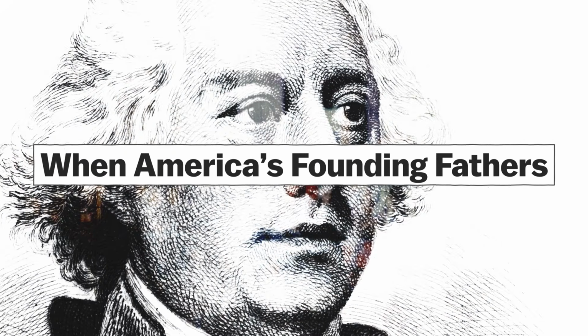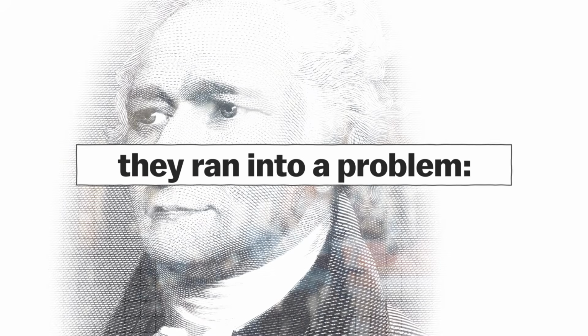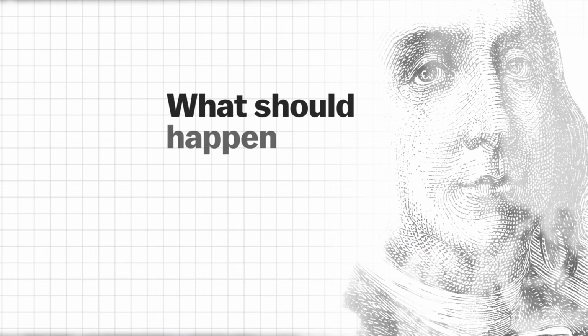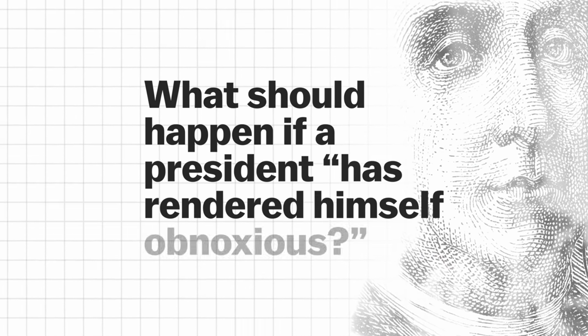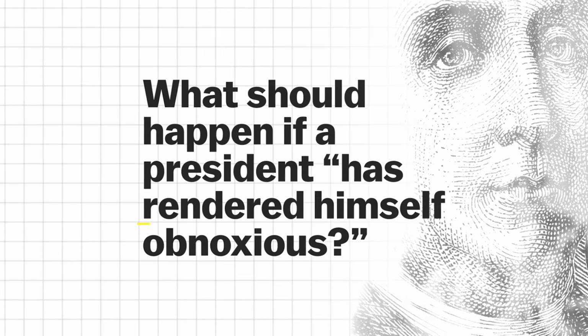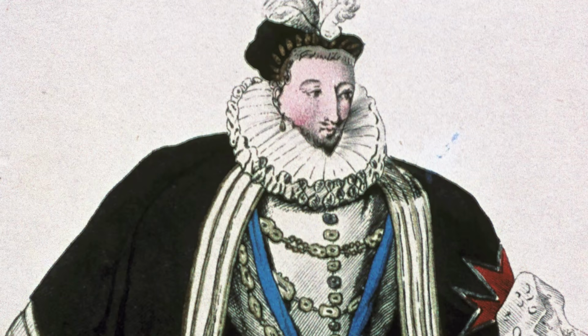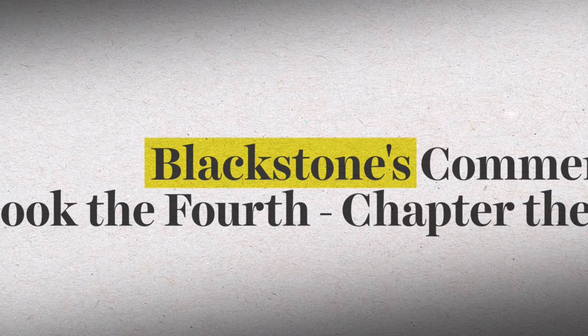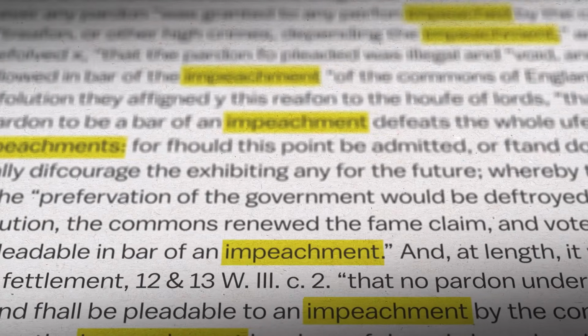When America's founding fathers were debating how to set up a brand new government, they ran into a problem. What should happen if a president, in Benjamin Franklin's words, has rendered himself obnoxious? Most countries didn't have elected leaders or ways to get rid of them, so Franklin and the framers turned to a provision of British common law known as impeachment.